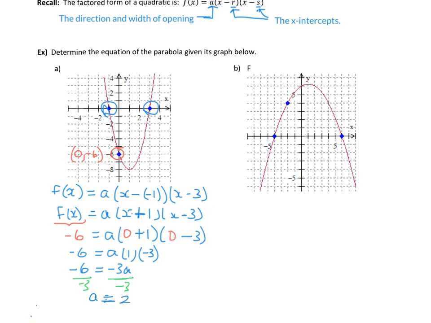So therefore, the equation will be f of x is equal to 2 bracket x plus 1 times x take away 3. So remember, just sub in your zeros. Then find another point, not your zeros, but a different point. Sub that in for your x and your y, and then solve for the a, and then state your equation. So try the next example. Put the video on pause, try it out, and see how you do.